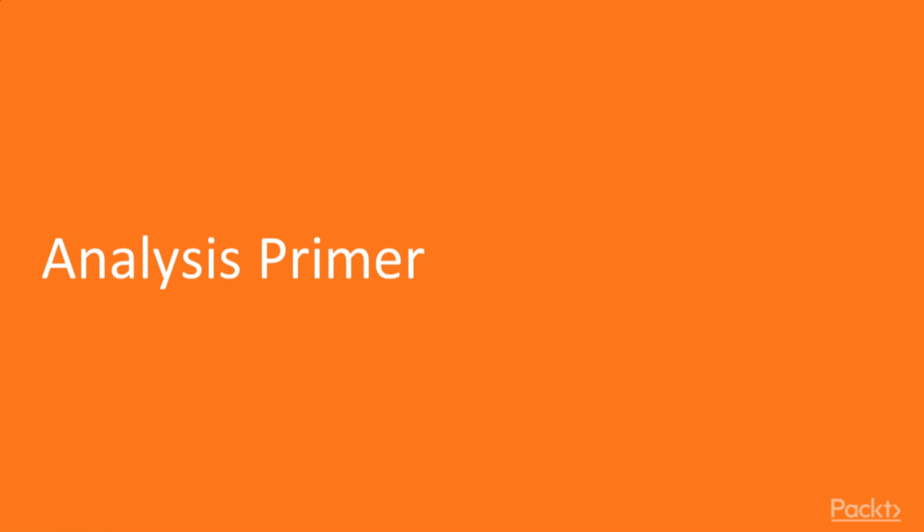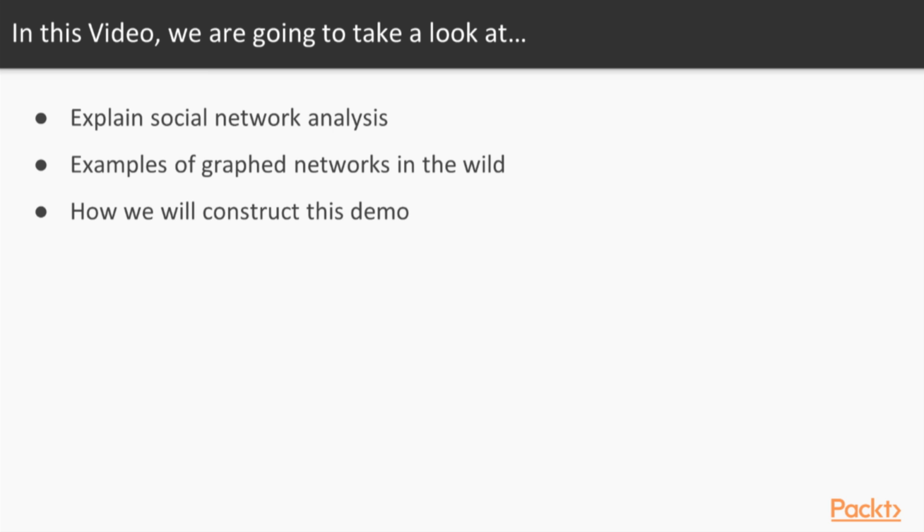Now we're going to do a bit of an analysis primer in terms of understanding how graph analysis can be used in the real world to solve real problems. The way that we're going to cover this is I'm going to walk through the role again of social network analysis, how this can be applied to email, and then talk about some examples of how to graph networks in the wild. Then I'm going to move forward over the next several videos and talk about how we're going to construct those videos in order to do a larger scale graph analysis demo.